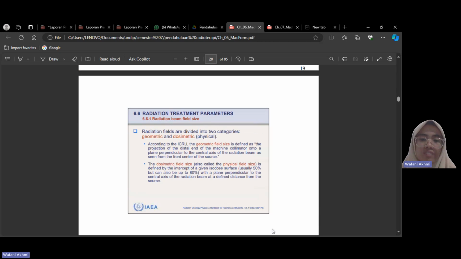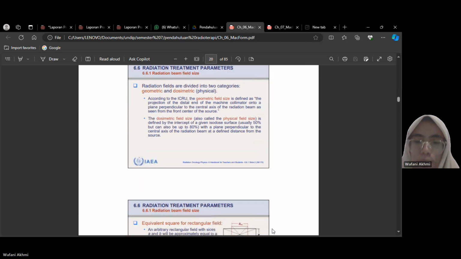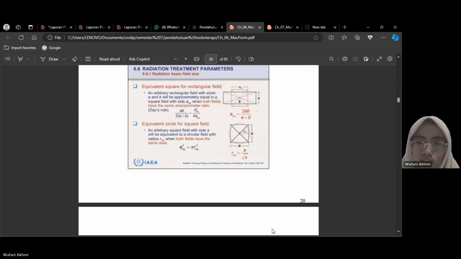Radiation fields are divided into two categories, geometric and dosimetric. And there is an equivalent square for a rectangular field and an equivalent circle for a square field.